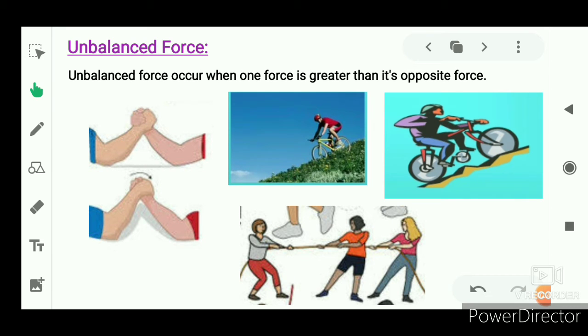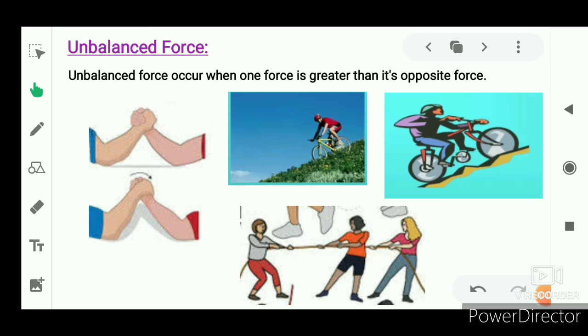Now, unbalanced force. Unbalanced force occurs when one force is greater than its opposite force. When one force is greater than the opposite force, then the object will move in the direction of the greater force. जिस डायरेक्शन में फोर्स ज़्यादा होगा उस डायरेक्शन की तरफ ऑब्जेक्ट मूव करेगा. So this was unbalanced force.